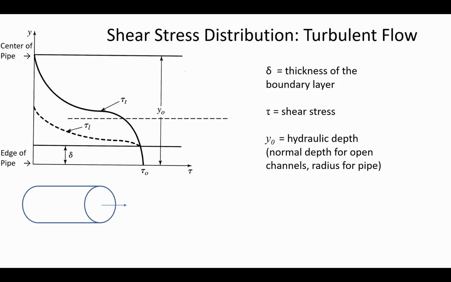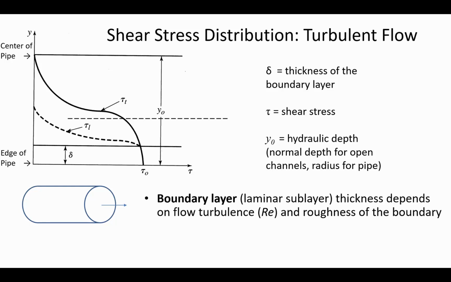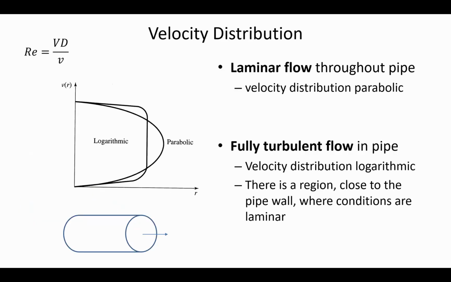And so what we're going to want to do is compare how thick this boundary layer is to the ridges and mountaintops of those roughness elements. Okay, so the boundary layer is also called a laminar sublayer. It's that cushion above the pipe where the conditions are laminar. Above that region, the conditions are turbulent, but below that region, conditions are laminar because, remember this velocity profile?